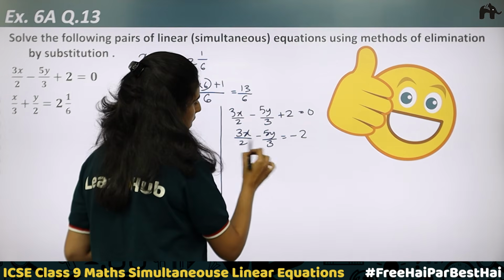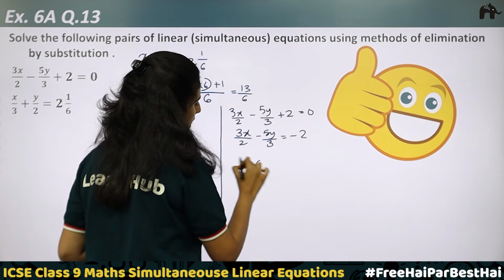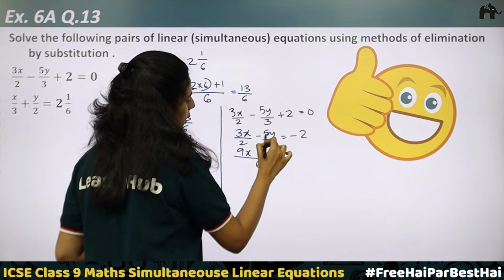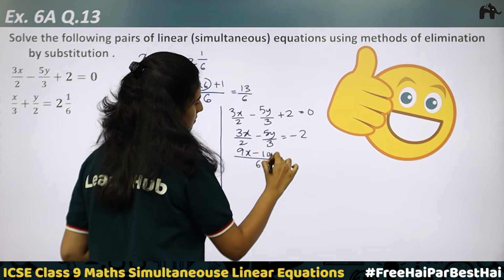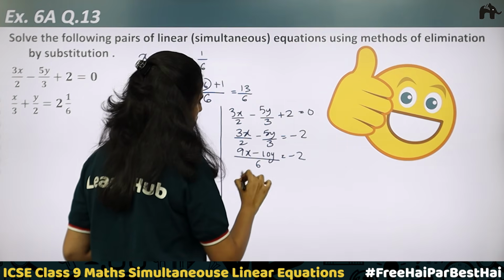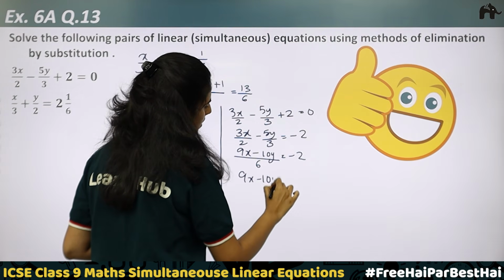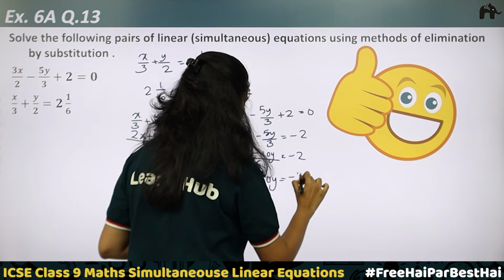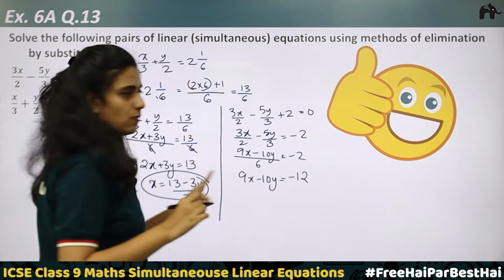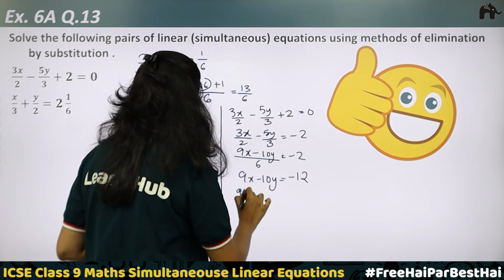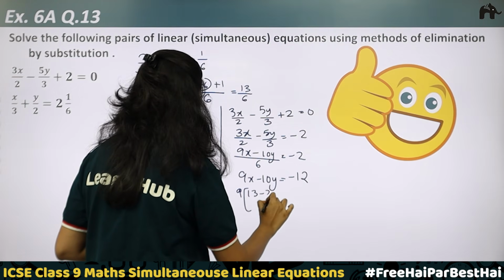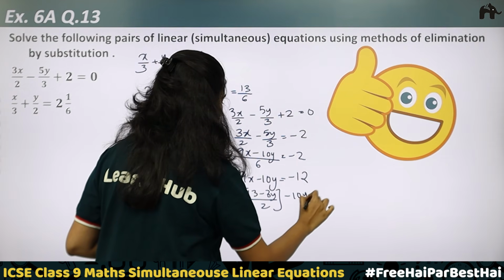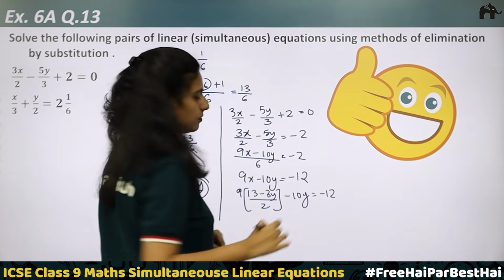Okay. So, denominators LCM when taken, you will be getting 6. 3x into 3, 9x. 2 into 5y. So, minus 10y is equal to minus 2, or 9x minus 10y is equal to minus 2 into 6, which is equal to minus 12. Now, substitute this x value here. 9 into (13 minus 3y) divided by 2 minus 10y is equal to minus 12.